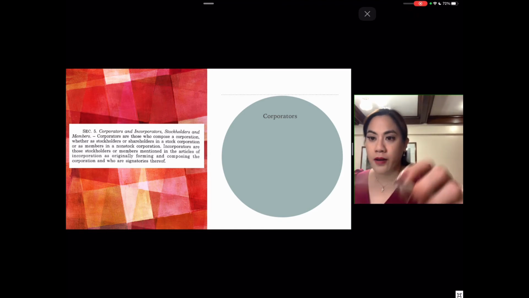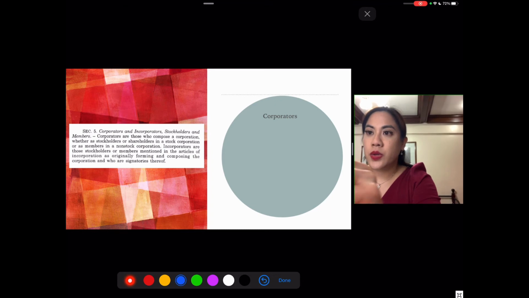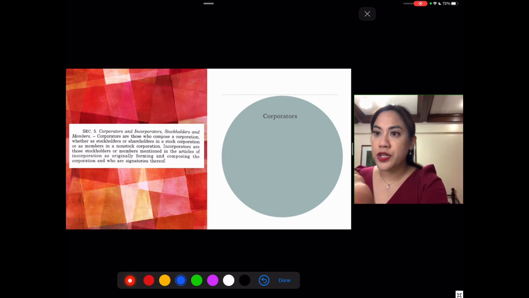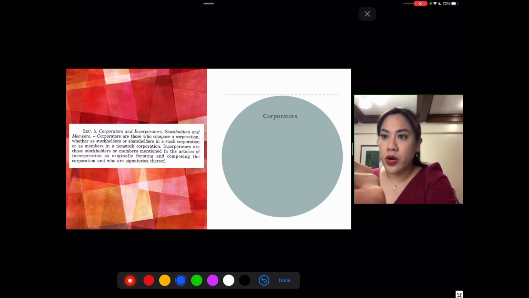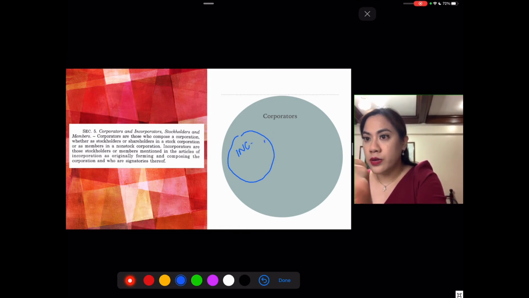Therefore, my apologies for any inaccuracy or ugliness in making this. So, this is a Venn diagram. Just for illustration purposes, a corporator is all-encompassing and includes an incorporator. I'll just put INC, and a shareholder or a member.